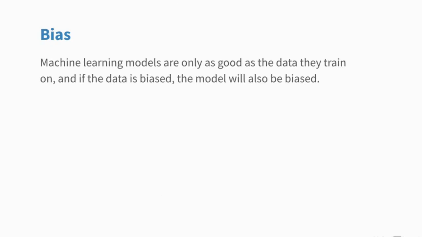A key ethical concern with machine learning is bias. Machine learning models are only as good as the data they train on. And if the data is biased, the model will also be biased. For example, if a machine learning model is trained on data that includes only male doctors, it may not be able to accurately predict the performance of female doctors, leading to biased decisions.